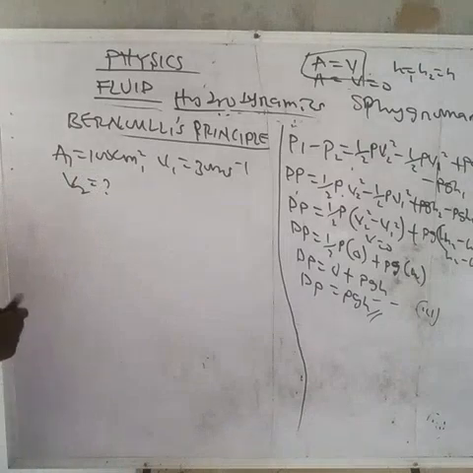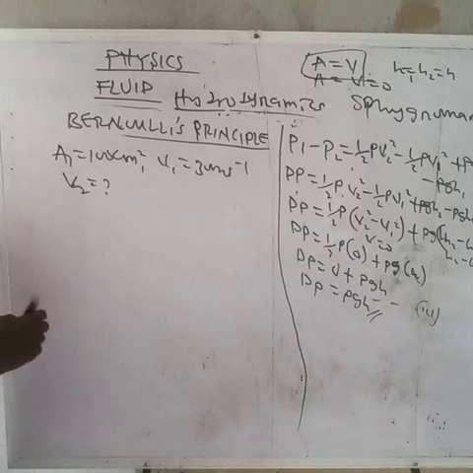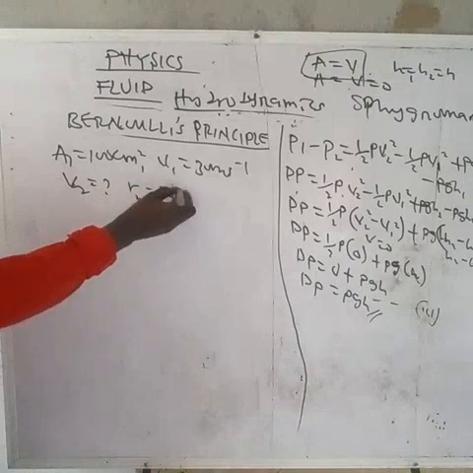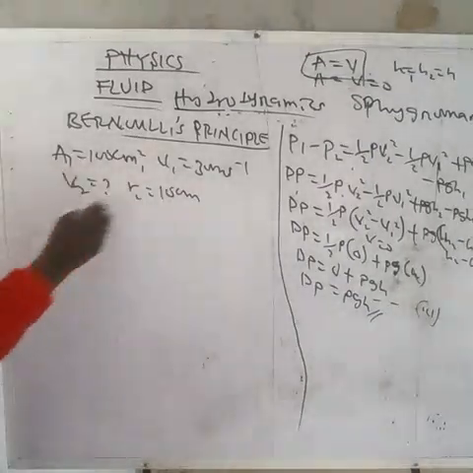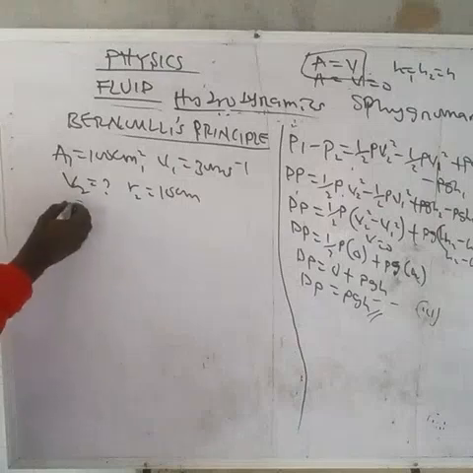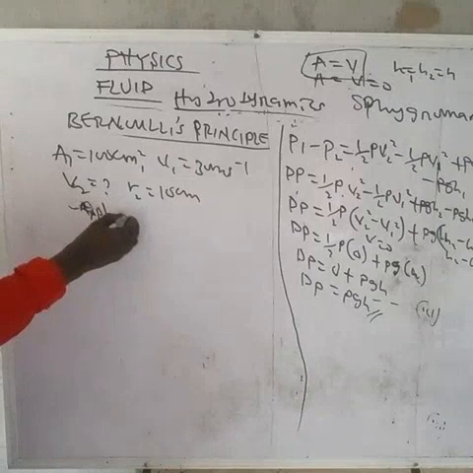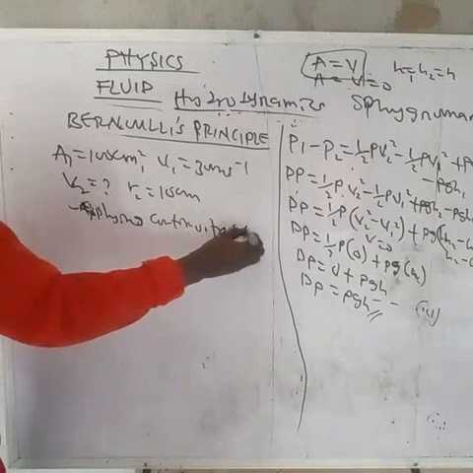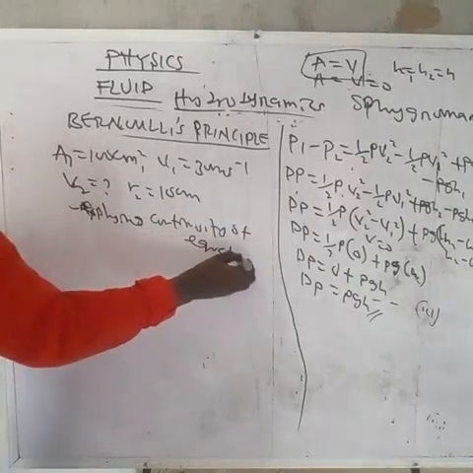What would be its speed if the pipe is connected to another pipe whose radius is 10 centimeters? So R of the second pipe, that is R2, is equal to 10 centimeters. So this is the continuity equation. You can write the solution applying the continuity equation, right?